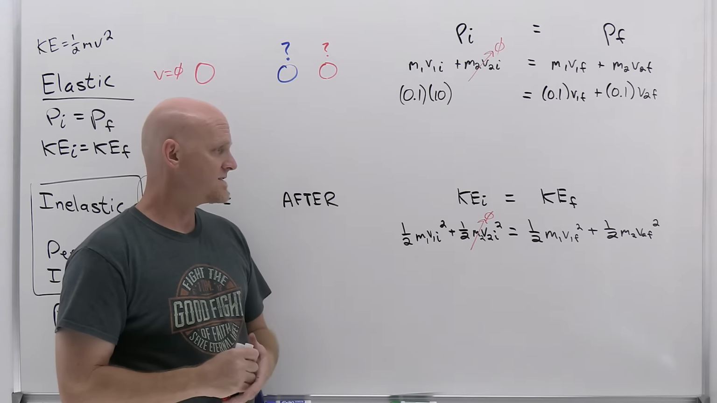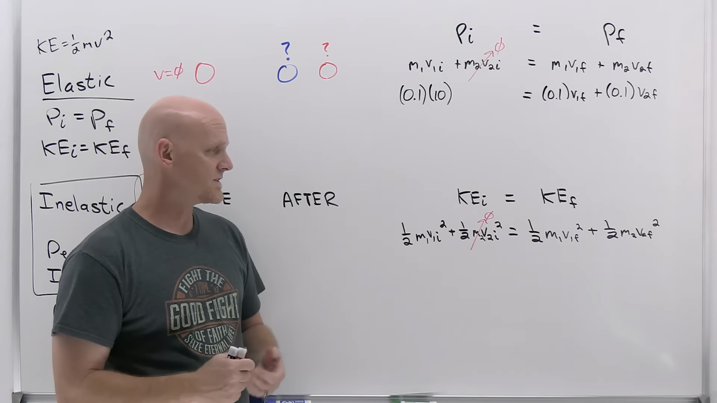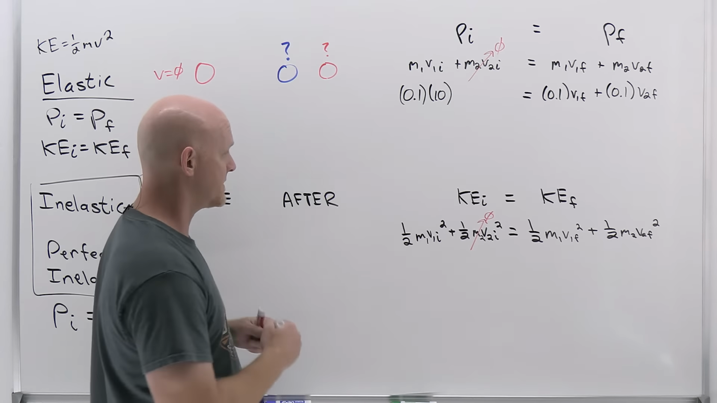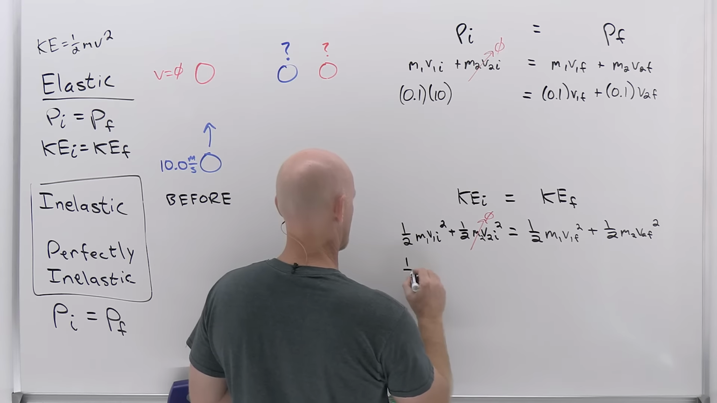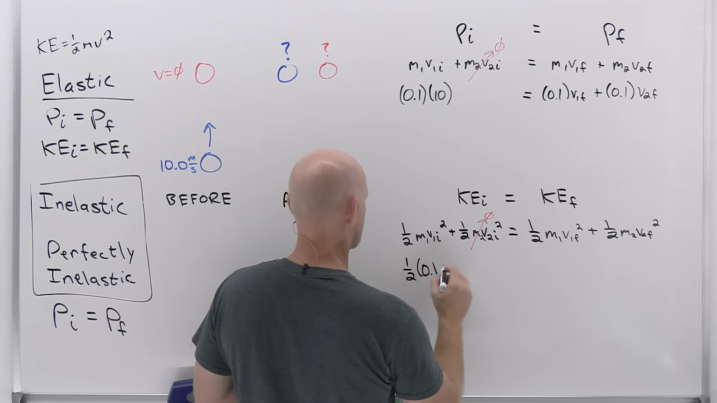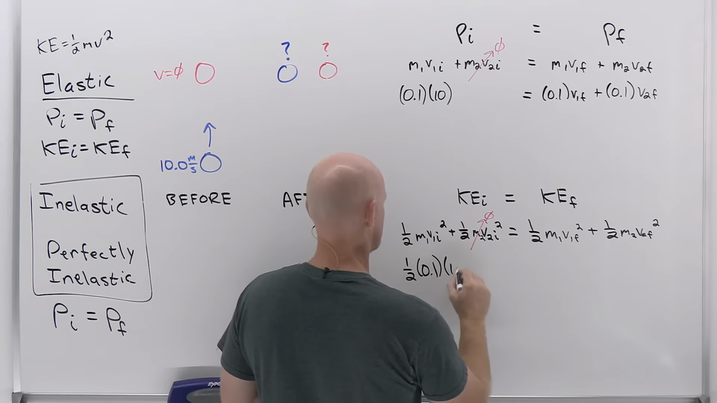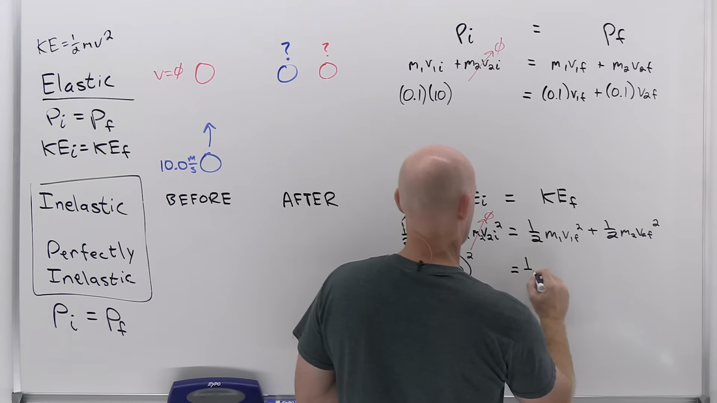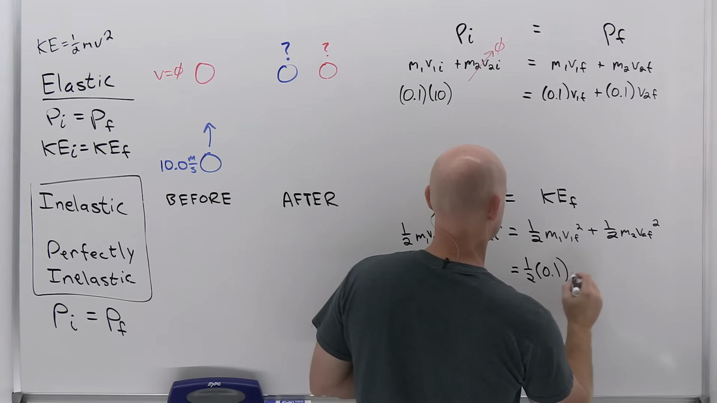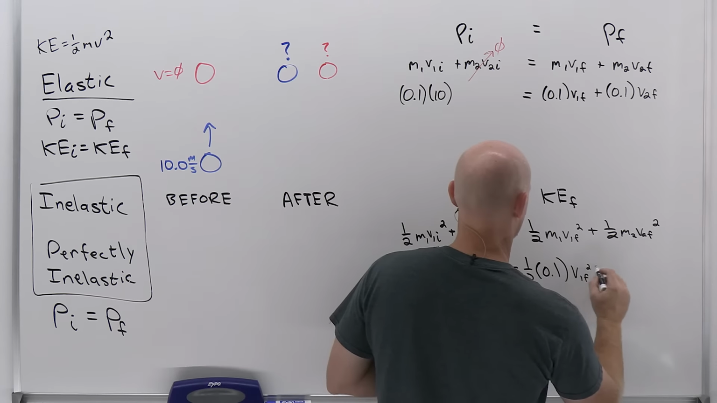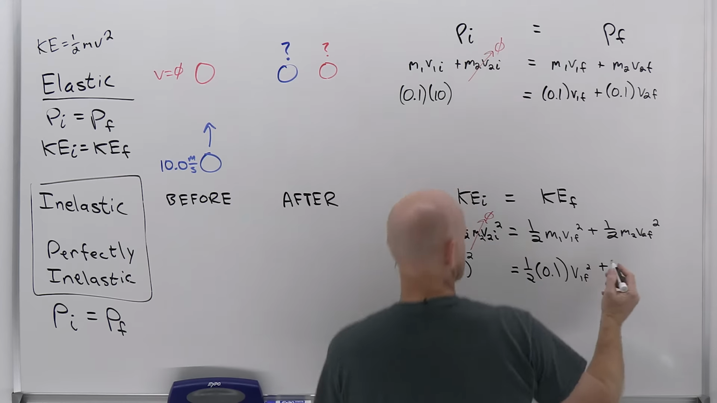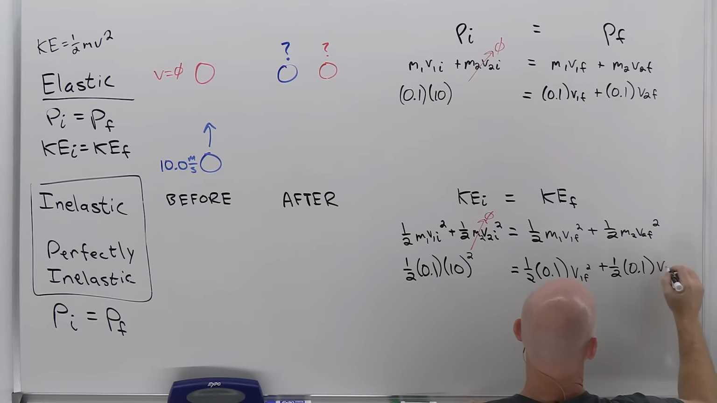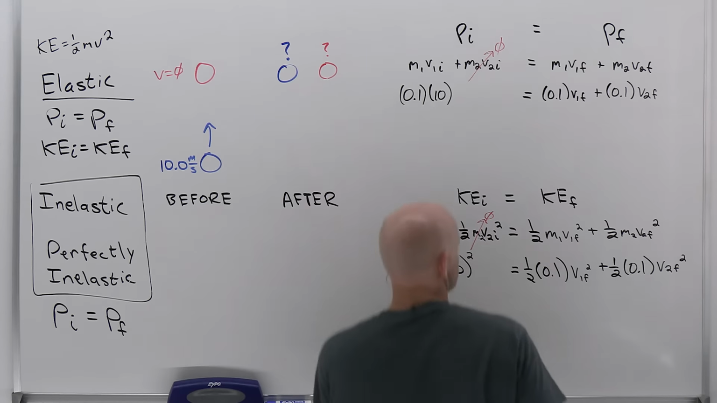There'll be one other thing that we can take advantage of. We can take advantage of it now, but we can also take advantage of it later, as we'll see. I'm going to reserve it for later to simplify this in just a second. But if we plug the numbers in now, we've got 1/2 times 0.1 kilograms again, times 10 meters per second. Don't forget to square it. And that's going to equal 1/2 times 0.1 times v1 final squared plus 1/2 times 0.1 times v2 final squared.